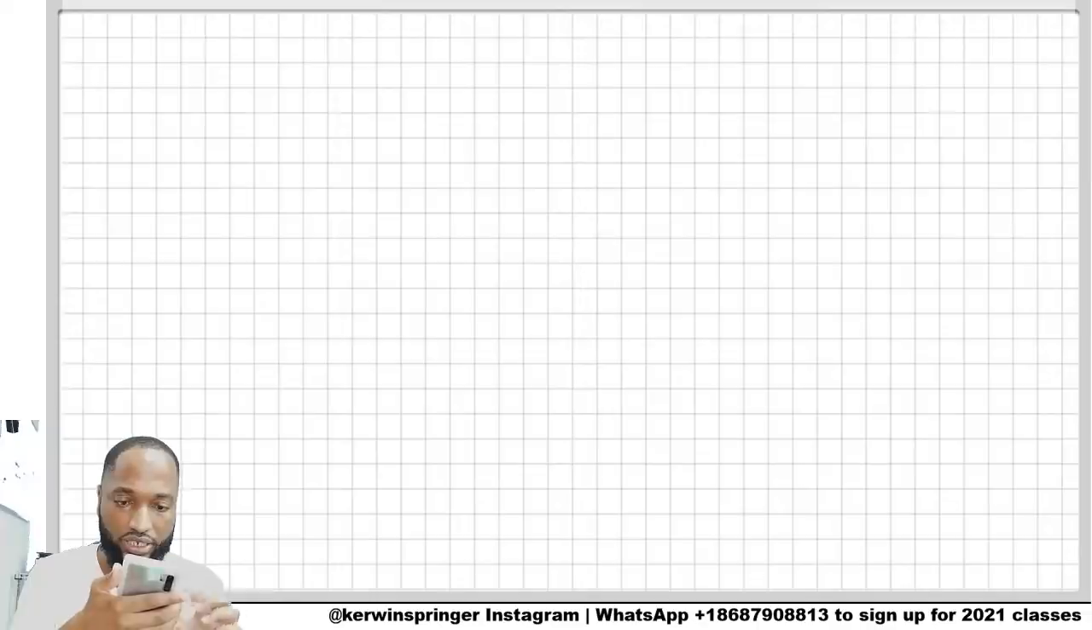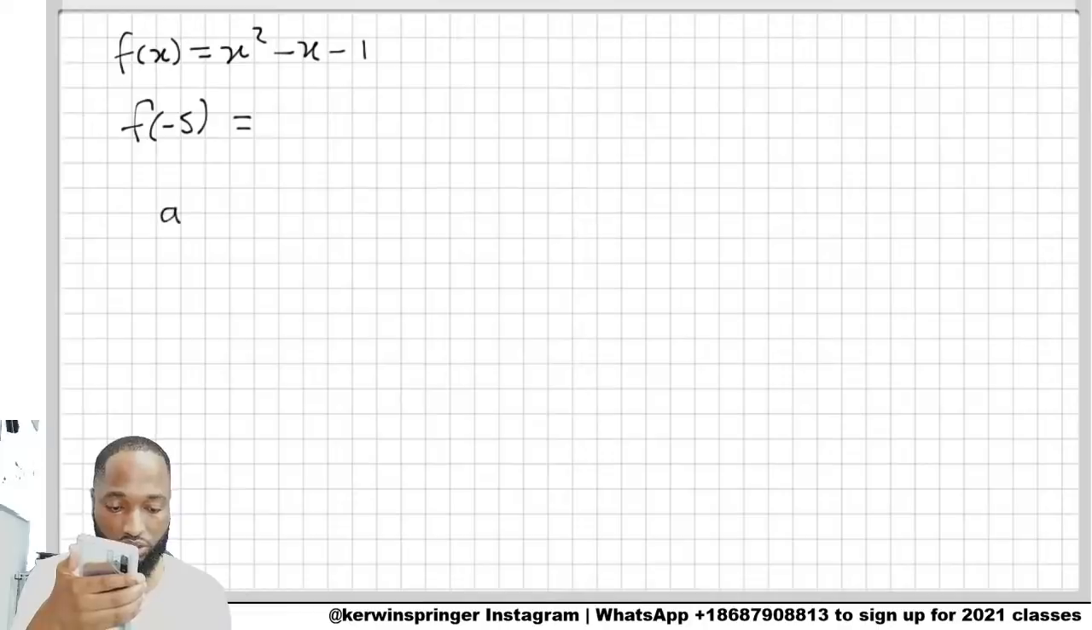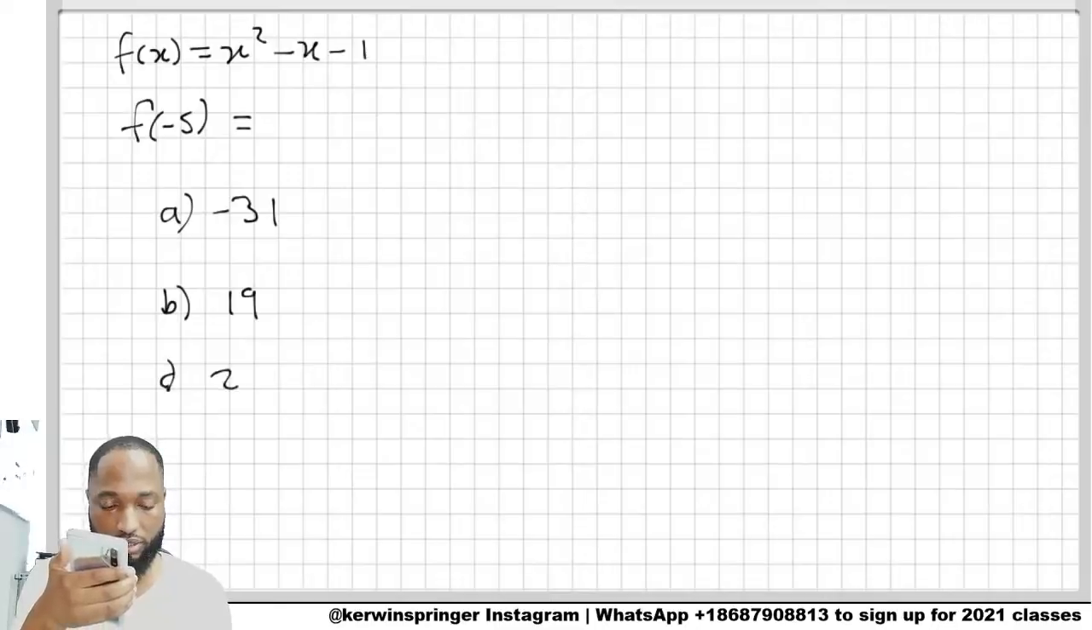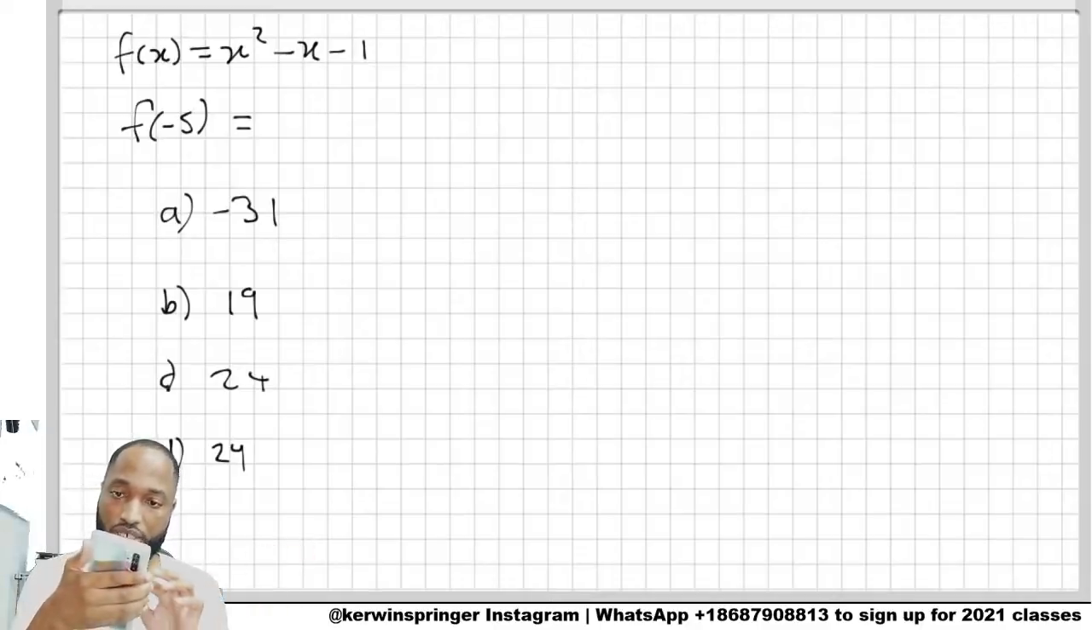So this question is saying f of x is equal to x squared minus x minus 1. F of negative 5. Oh my gosh, St. Lucia. St. Lucia sent one for the boys. I love when I see questions that small, so I done ready question already. Only this one is an easy one. Bless up yourself, St. Lucia.